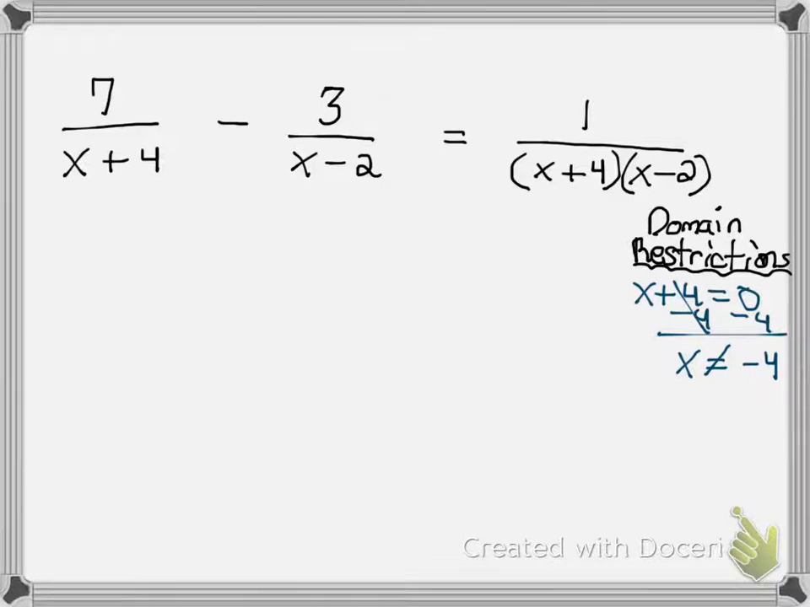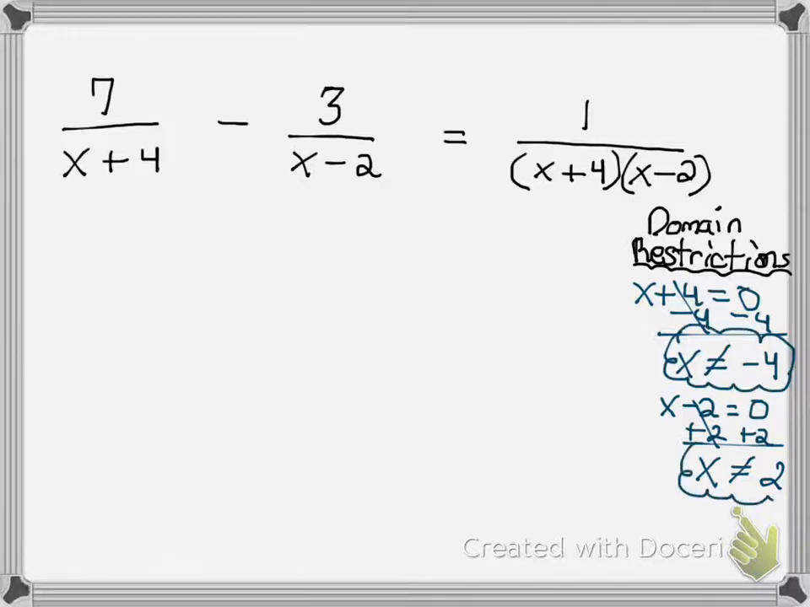So that means my x cannot equal negative 4. Then I'm going to take my second denominator and set that equal to 0. So I have to add 2 to both sides, and therefore I'll get 2. So that means x cannot equal 2. Now that last denominator, if you notice, it has x plus 4 and x minus 2. We're going to get the same domain restrictions, so I don't have to do that one. So my domain restrictions is that x cannot equal negative 4 and x cannot equal 2.